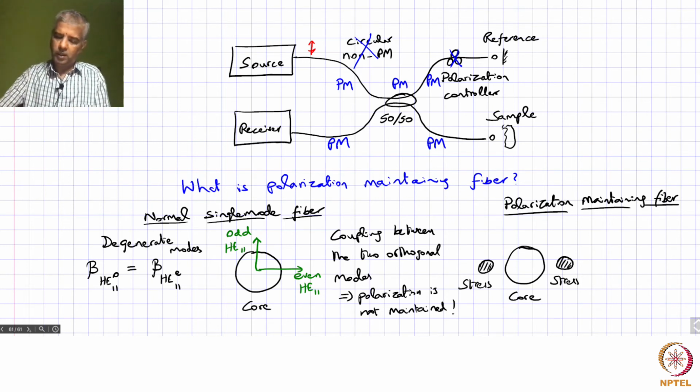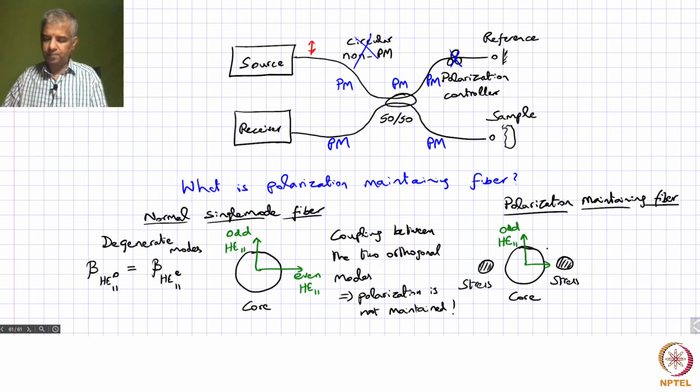So now when we look at these two polarized states, the odd HE11 is going to have a different propagation constant compared to the even HE11 mode. So essentially, beta for HE11 odd is not equal to beta for HE11 even.